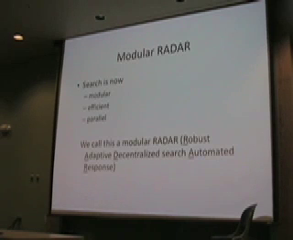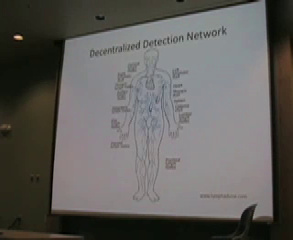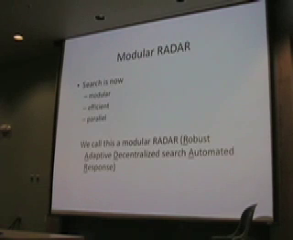And so search is now modular, so it's divided into each of these modules, these small nodes which you can barely see. It's efficient within those modules, and it's a distributed parallelized process. And we call this a modular RADAR search and response. RADAR for robust, adaptive, decentralized search and automated response.